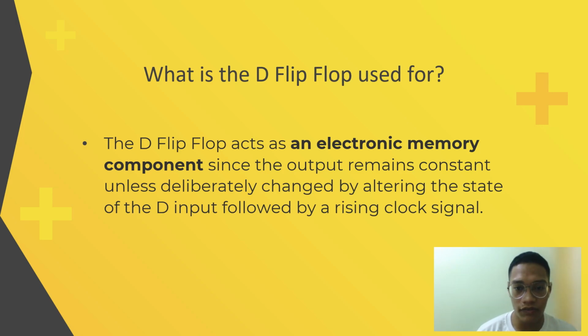What is the D flip-flop used for? The D flip-flop acts as an electronic memory component since the output remains constant, unless deliberately changed by altering the state of the D input followed by a rising clock signal.